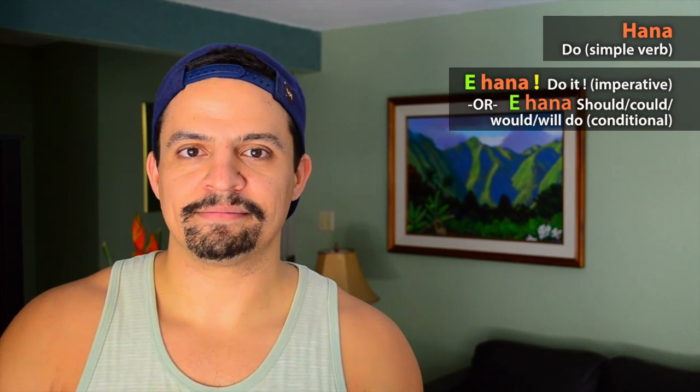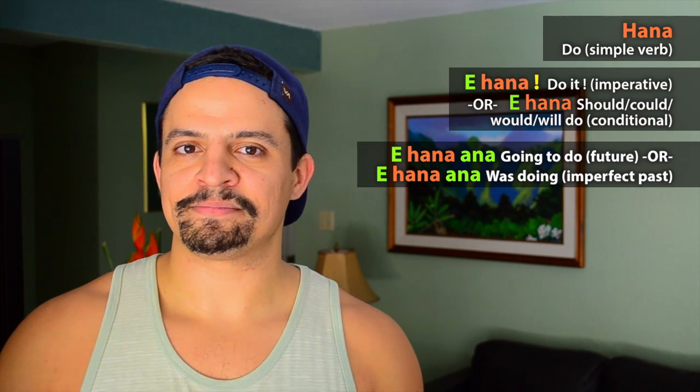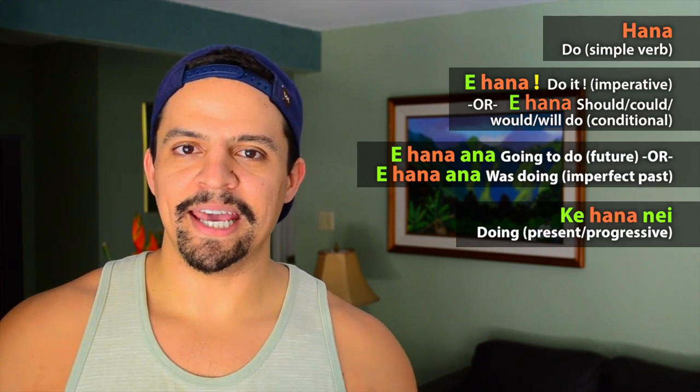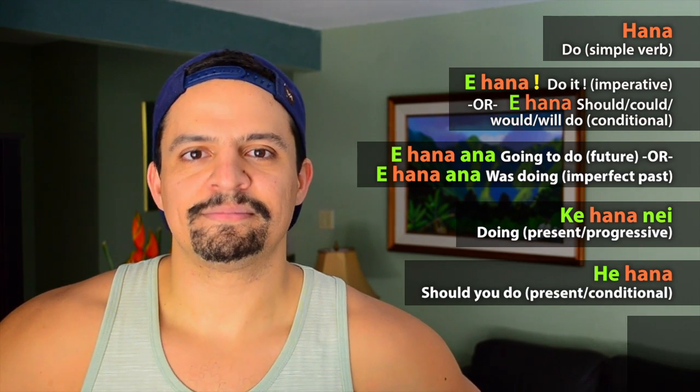Alright guys, to conclude today's lesson, let's look at all the ways we can use verb markers to show when a verb happens. Hana. E hana. Or e hana. E hana ana. Ke hana nei. He hana. O hana.